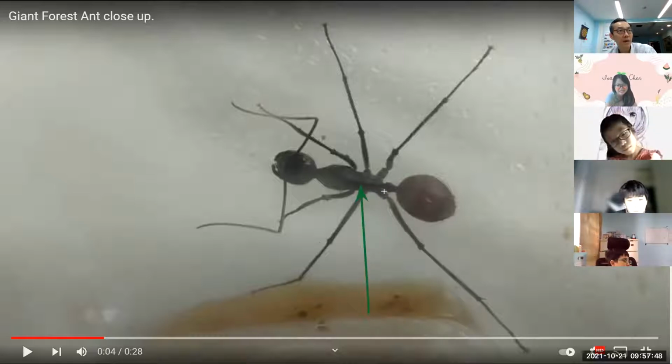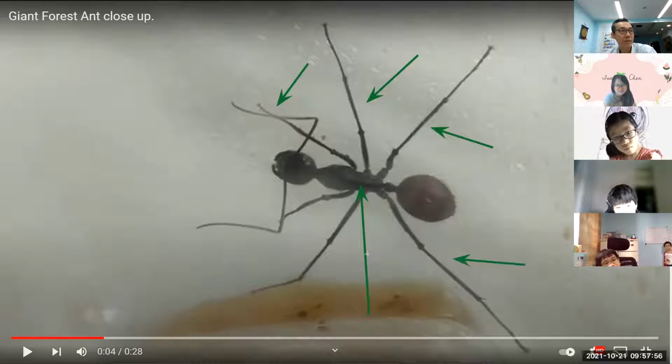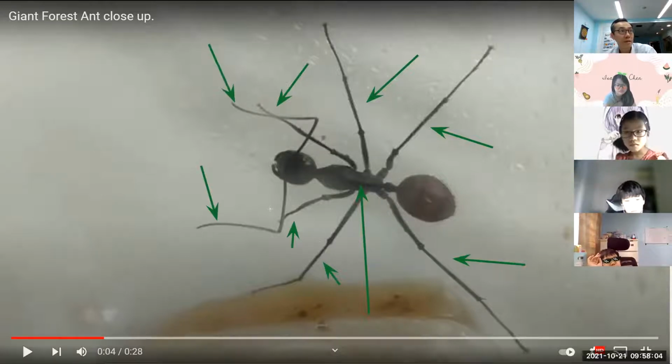You see the 6 legs are all from the center part. It's not 2 from the backside, 2 from the head. No, all the 6 legs originate from the thorax. Okay, and these are the antennae, the feelers to sense the surroundings.